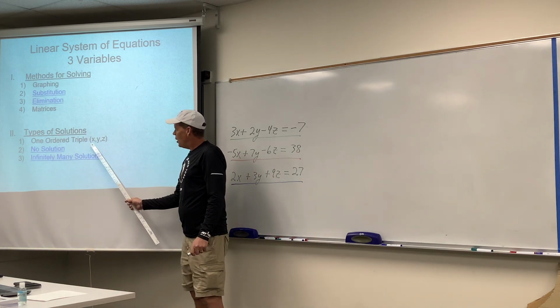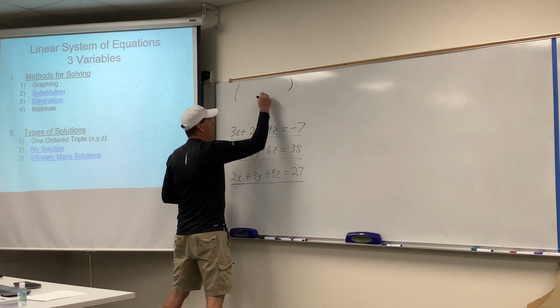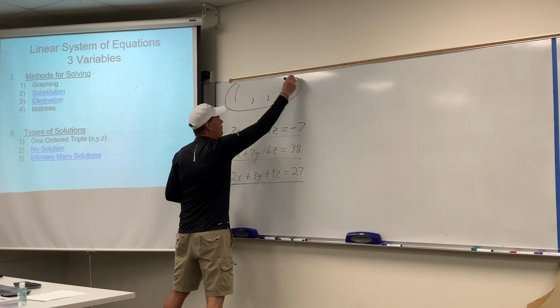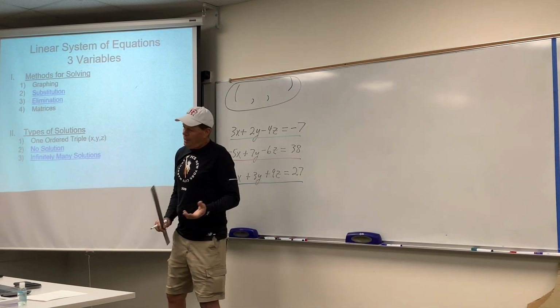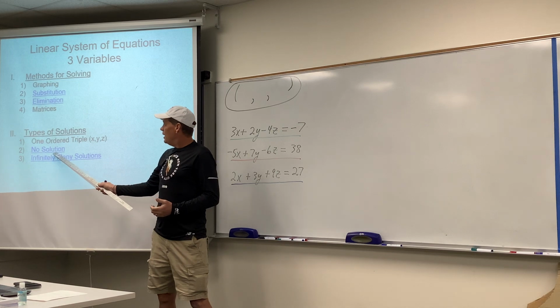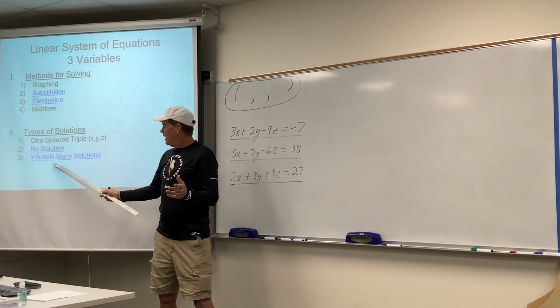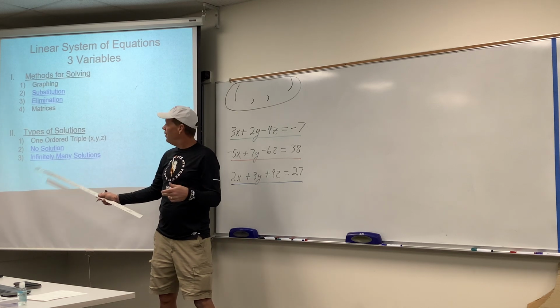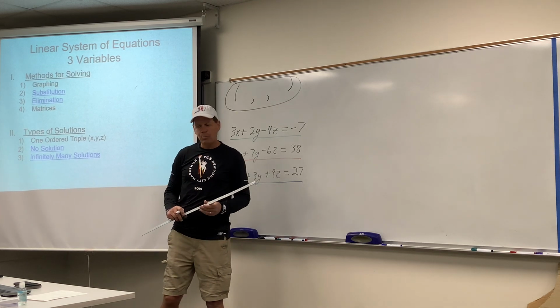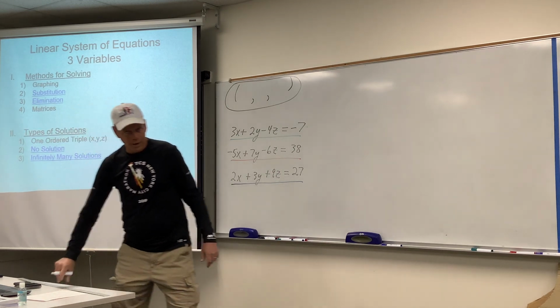But the upshot is our solution will be, instead of an ordered pair, an ordered triple, x, y, z. So I'm going to leave a spot here for our answer, x, y, z, alphabetical. Now, in the process, if we get a false equation like 0 equals 12, that would tell us there's no solution. And if we get a true equation such as 0 equals 0, that would tell us that there are an infinite number of solutions. So those interpretations are the same as they were on assignment number 28.